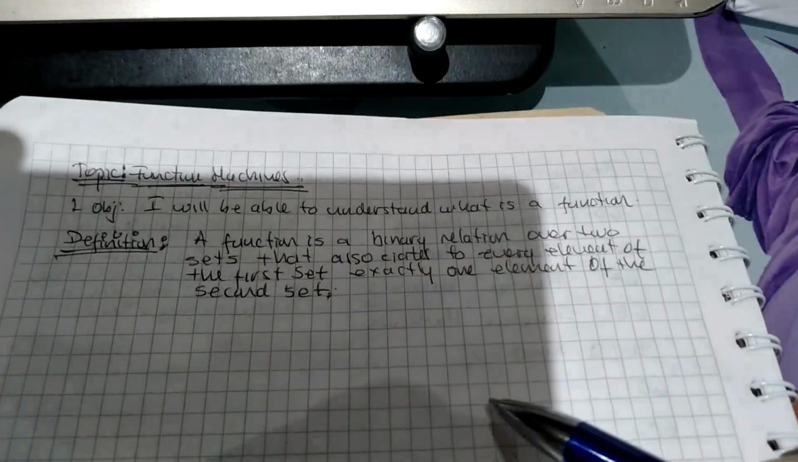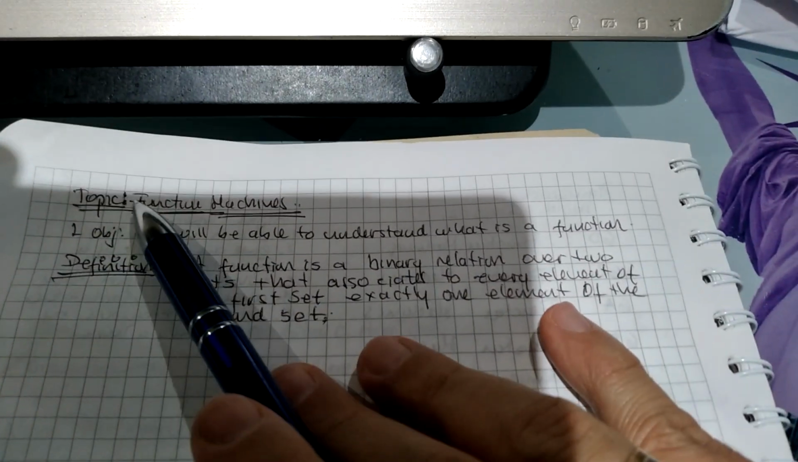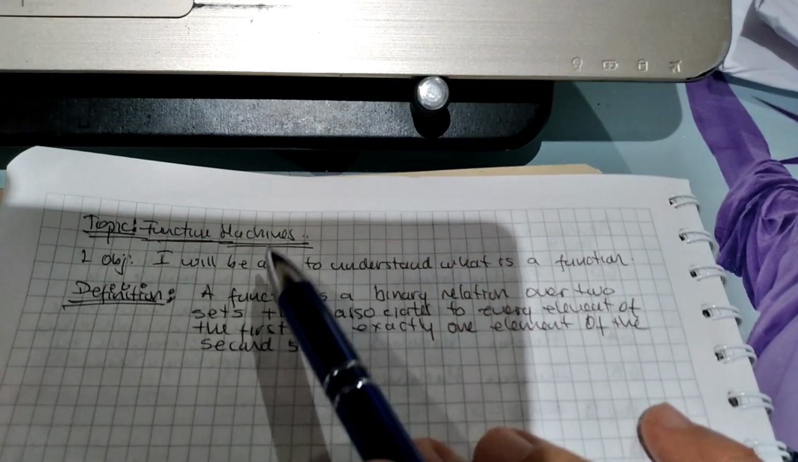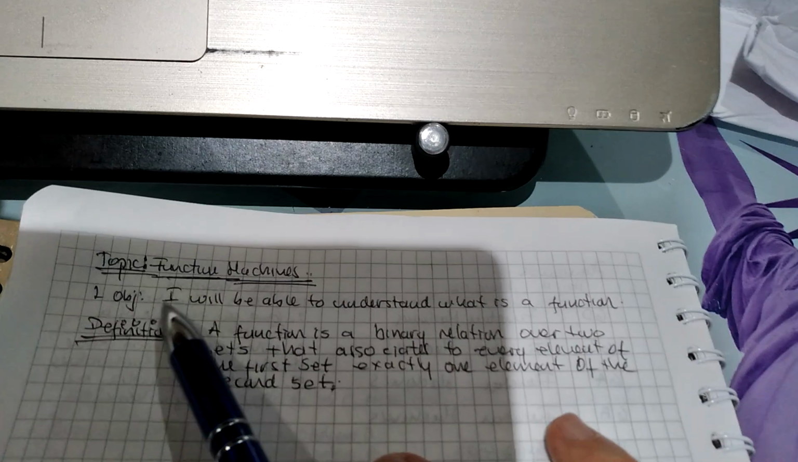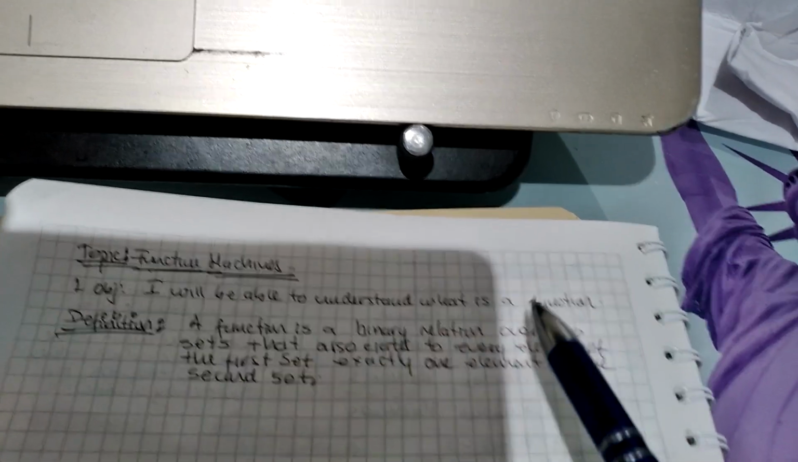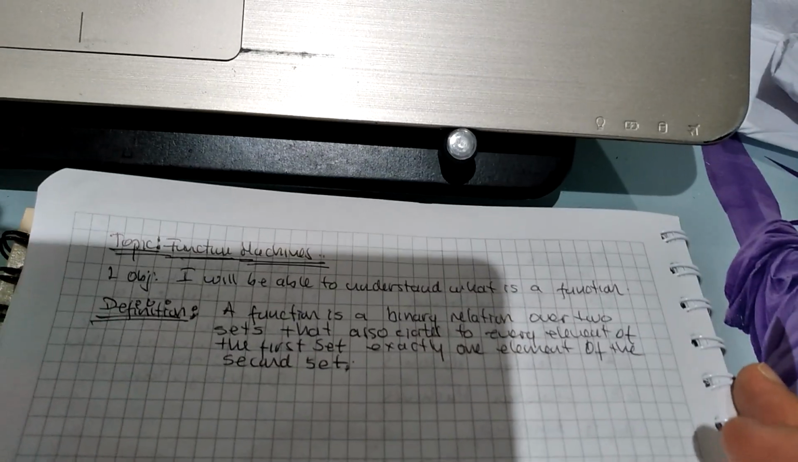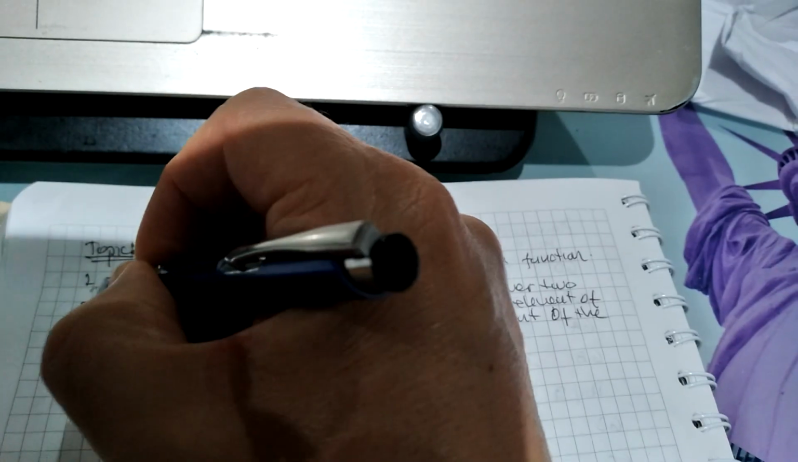Okay, today we are going to work on the topic of a function machine. So we are going to understand first what a function is. Our learning objective: I will be able to understand what a function is. Okay, the success criteria.